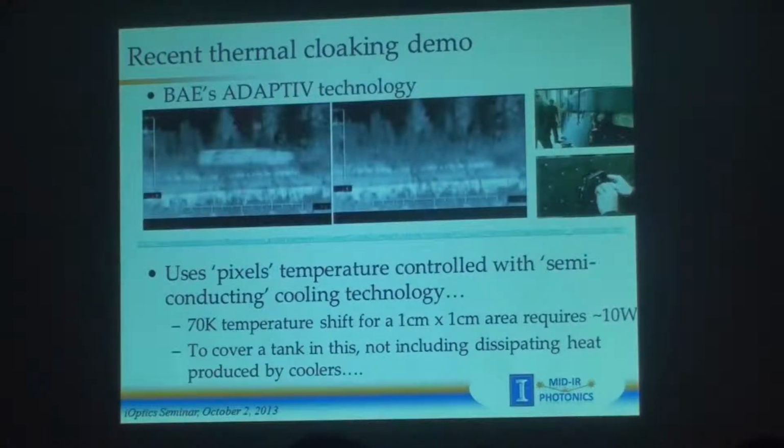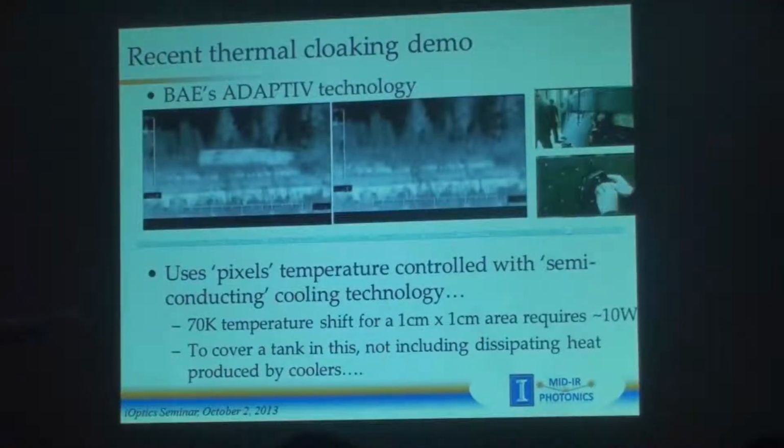So this is a picture of the car taken with a thermal imaging camera. The car is still there, right? But now it's changed the temperature on its surface to blend into the background, rendering it effectively invisible, okay? Now, this is really cool, and you'll be very impressed if you go and look at the video. But if you actually do a little bit of work and you look at how much energy is used to, for instance, change the temperature of a TEC by about 70 K, for a 1 by 1 centimeter region, it costs you about 10 watts.